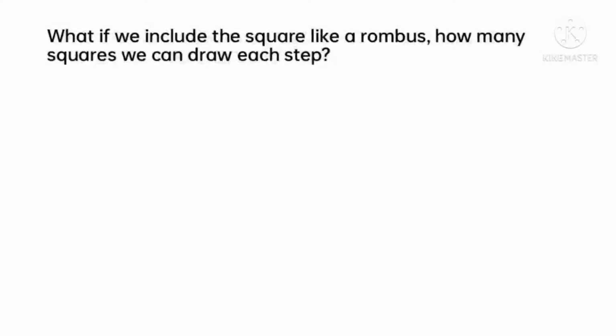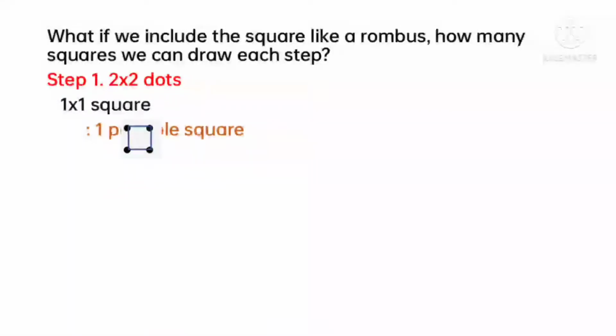What if we can include the square like a rhombus? How many squares can we draw in each step? So, yung parang diamond kanina. So, sa step 1, 2 by 2 dots, so 1 by 1 square. Wala tayong mabubuo dyan, di ba? Kasi 1 by 1 lang siya. So, may 1 possible square lang tayo dyan.